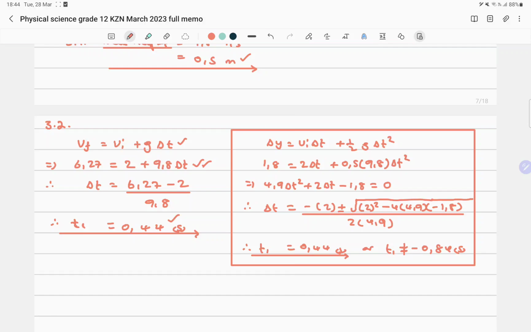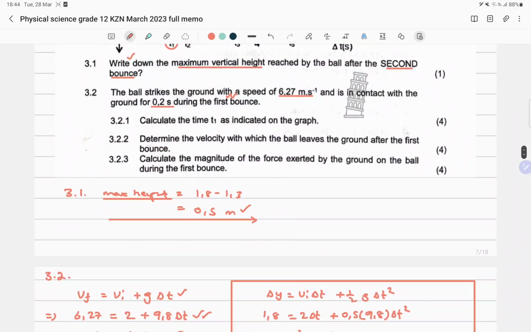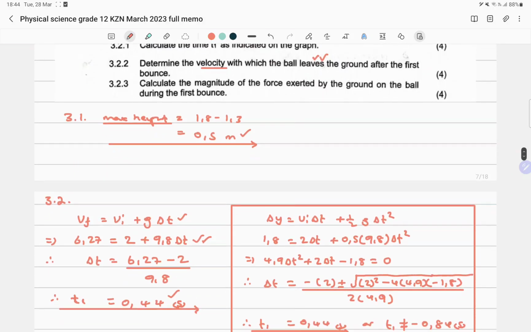But you could actually do it in a much easier and shorter way without struggling. No problem, guys. So let's just keep moving. I am really chewing up our time here. Now determine the velocity with which the ball leaves the ground after the first bounce. Now that is something else.